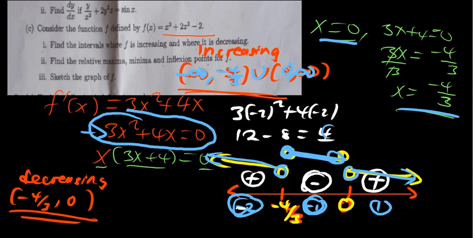Okay. Now, after identifying where it is increasing and decreasing, what does it mean? It means that even if you have not sketched this, at that point it will be increasing, then decreasing, again increasing like that. But anyway, I'm going to teach you that. Don't worry. Now, the second question is: find the relative maxima, minima, and inflection point for f of x.